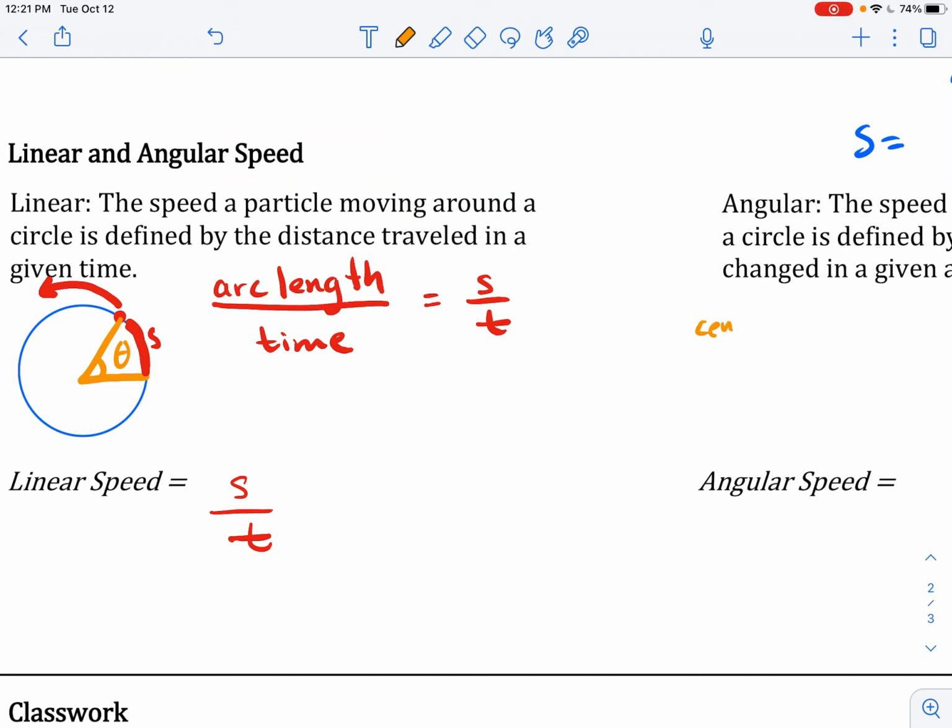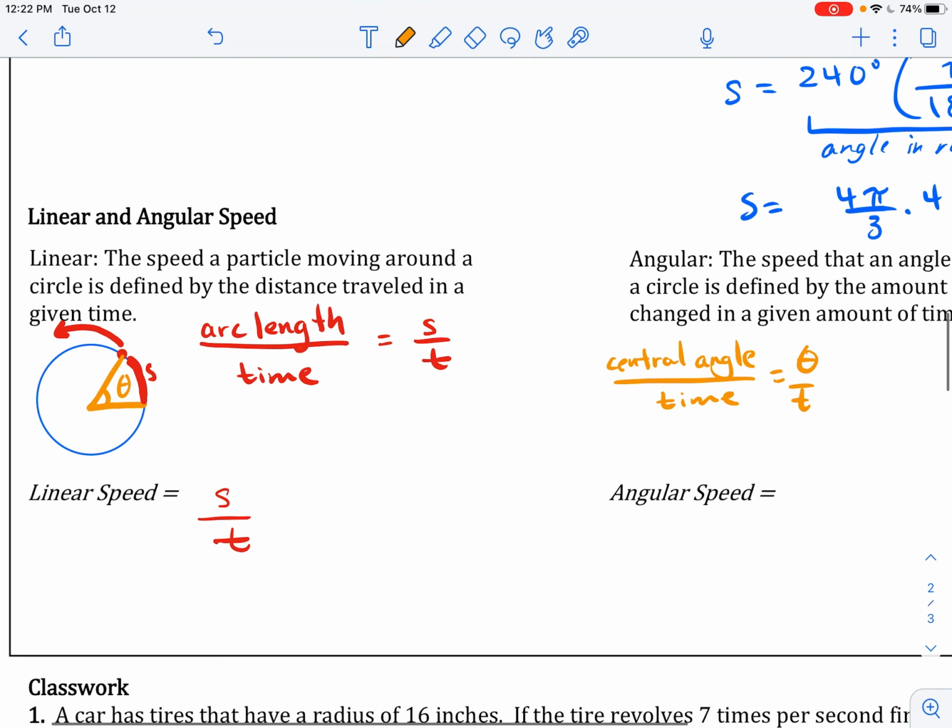Now what about our angular speed? Well, that would be how much the central angle has moved. The central angle over time as well, which would be theta over t. Let me just zoom out here so we have some space. So we say that our angular speed is theta over t.